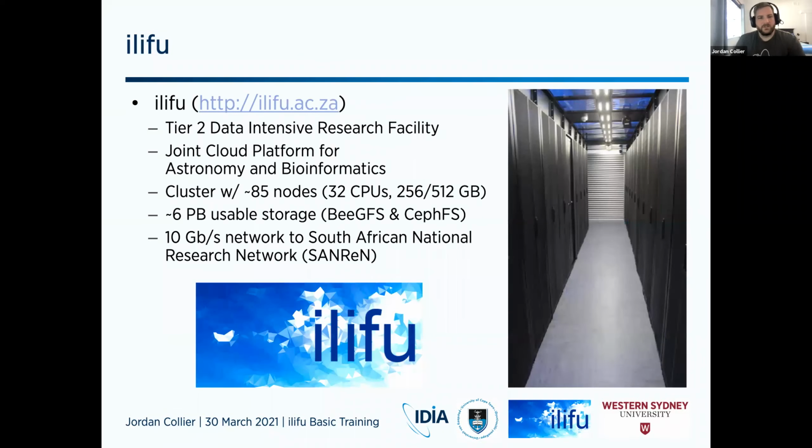So firstly, just to introduce the facility, adding to what Jeremy said, ilifu is a tier 2 data intensive research facility, and it's a joint cloud platform for astronomy and bioinformatics. We have roughly 85 nodes, each with 32 CPUs and generally 256 gigabytes of RAM, and then a few with 512 gigabytes of RAM. And then quite soon we'll have roughly 6 petabytes of usable storage between our two file systems, BeeGFS and CephFS. And then for basically any South African research institution, we've got very quick 10 gigabit per second network access.